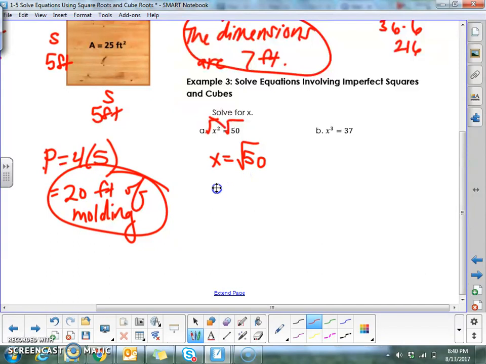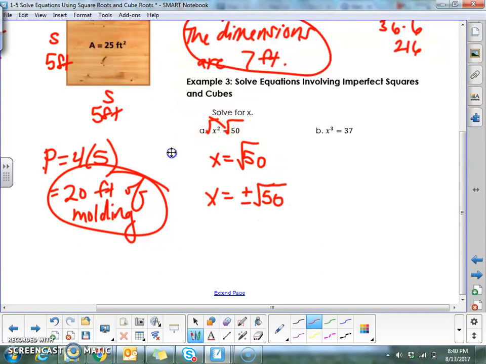And since this is an equation and we have the ability to have positive and negative answers here, the answer for this one is going to be a positive and a negative square root of 50.